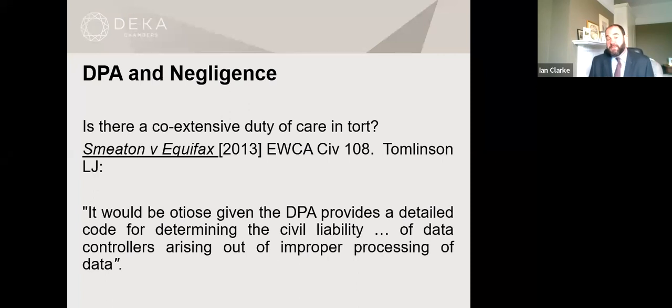And we've known it's wrong since 2013 at least, and the case of Smeaton and Equifax, where Lord Justice Tomlinson said this about the suggestion that there was a coextensive duty of care in the tort of negligence. It would be obvious, given the DPA provides a detailed code for determining the civil liability of data controllers arising out of improper processing of data. So you don't need to pray in aid the tort of negligence, because the liability for data controllers is set out in either the 1998 DPA, in the 2018 Data Protection Act, or in the UK GDPR.